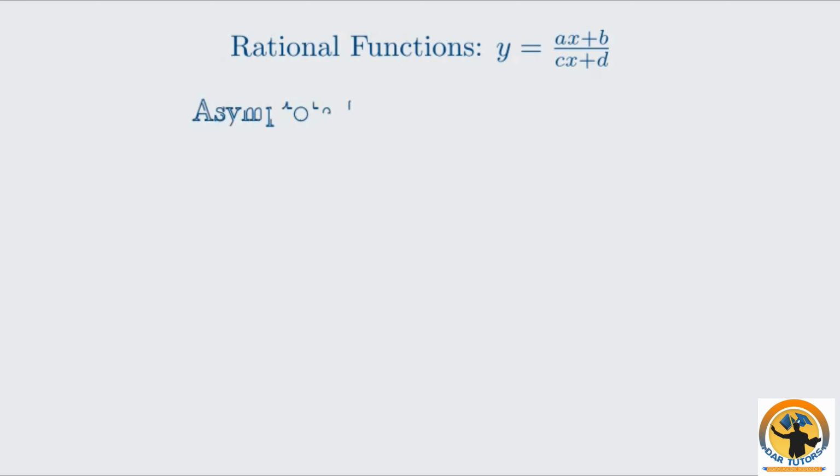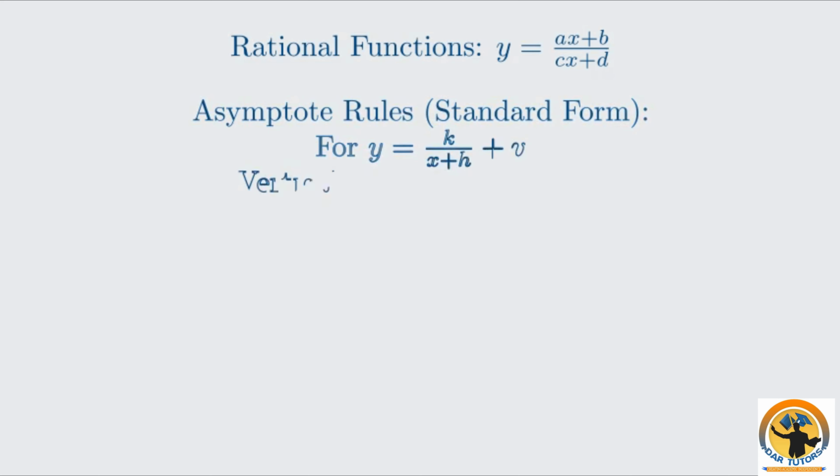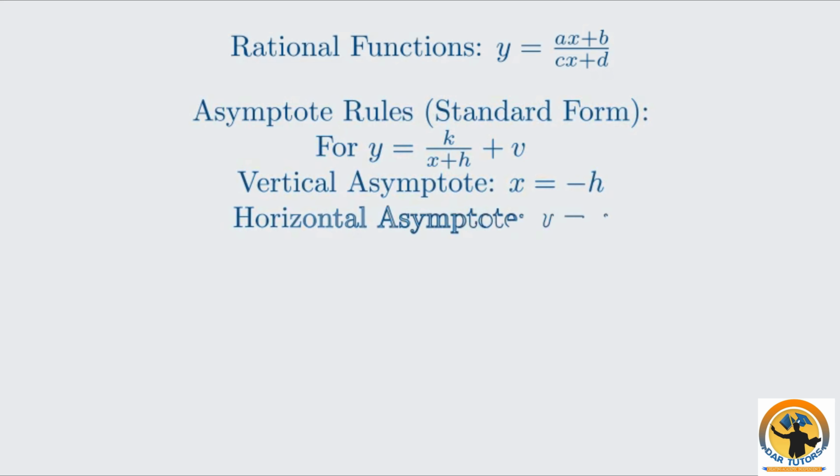For a rational function written in the form y equals k over x plus h, plus v, the vertical asymptote is x equals negative h, and the horizontal asymptote is y equals v. But what if the function isn't in this standard form? There are simple rules that apply directly to the general form.